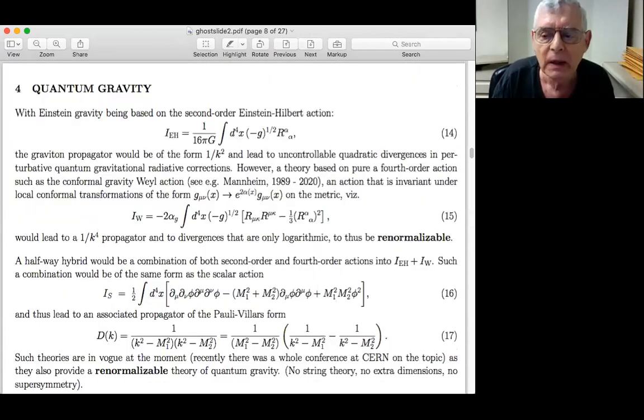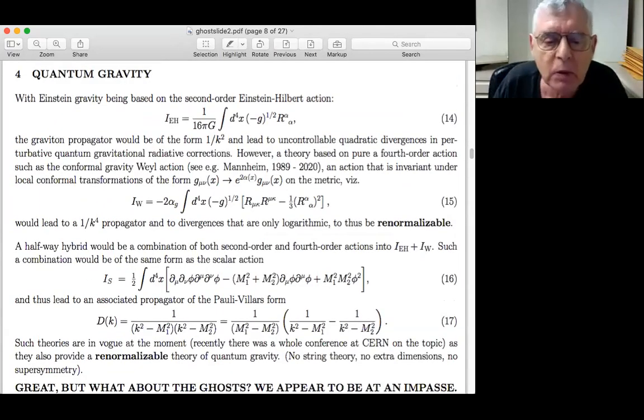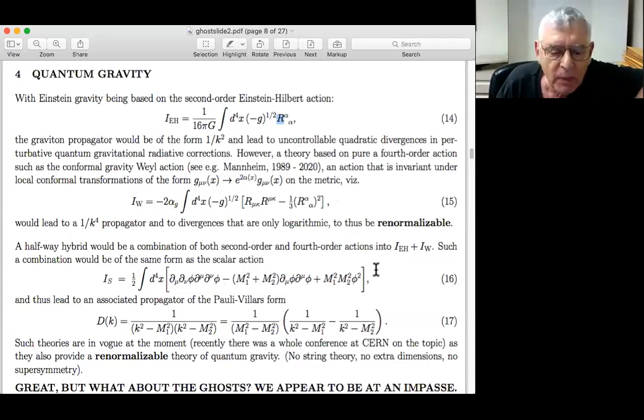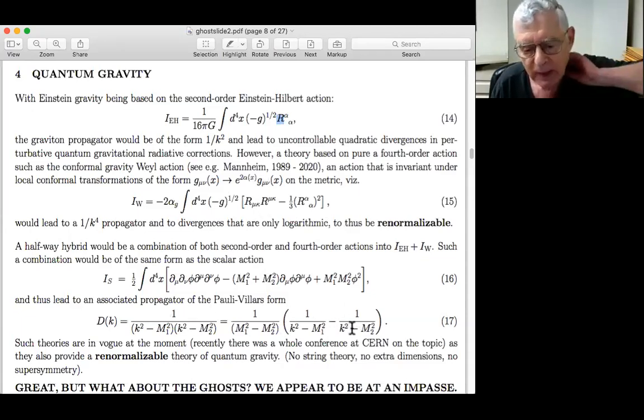Now, the other place where this comes up has already been mentioned in the two previous talks. The Einstein-Hilbert action is a very interesting theory, of course. However, quantum mechanically, it leads to uncontrollable quadratic divergences. There is another kind of theory which is a renormalizable gravity theory, which is based on the 4th-order theory. This gives rise, instead of a 1 over k squared, to a 1 over k to the 4 propagator, which is logarithmic and thus renormalizable. And this is the conformal gravity action that I'll come back to in a few moments. A hybrid, which was basically motivated by the original discussion of Pauli and Villars, is to have both the second order and the fourth order, and then you get exactly this particular propagator.